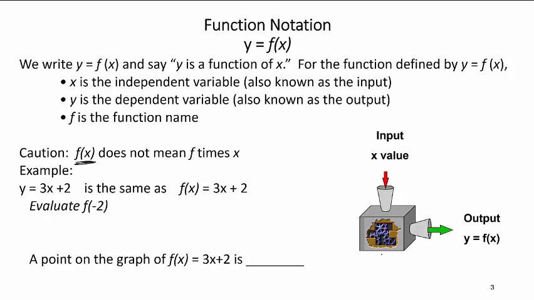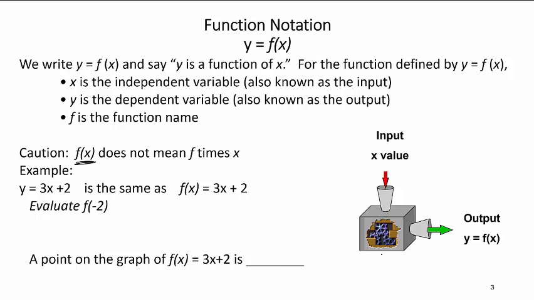Okay, so I've got a task for us. It says find f of negative 2. So what does f of negative 2 mean? Well, negative 2 is an input into the function, and f of negative 2 represents a y value or an output. Okay, so let's take a look at this idea with this function f of x equals 3x plus 2.